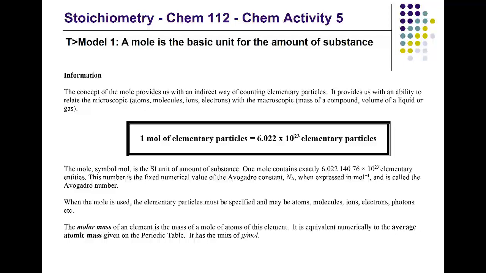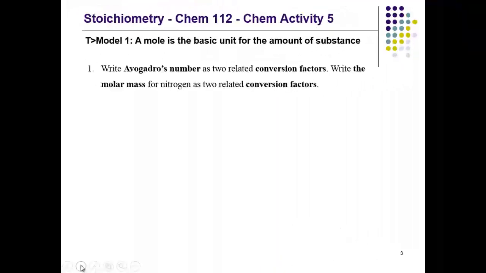Now, both the molar mass and the equivalency statement that's in the box in front of you can be used as conversion factors. And so I'm going to ask you to consider the key question number 1 that's coming up. Key question number 1 says, write Avogadro's number as 2 related conversion factors. Write the molar mass for nitrogen as 2 related conversion factors. So whenever you have an equivalency, you can use that equivalency as conversion factors. So I ask you to pause the video and give that a try right now.